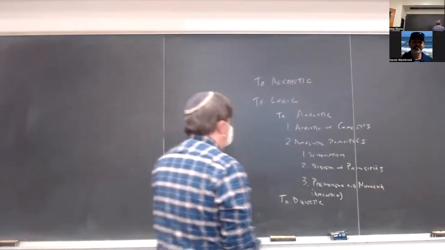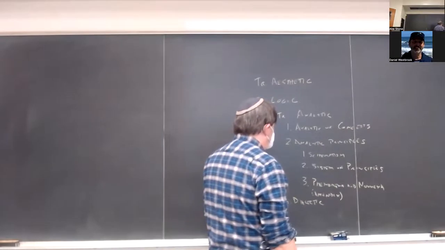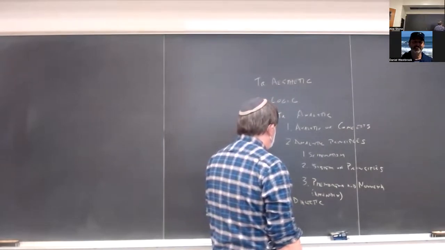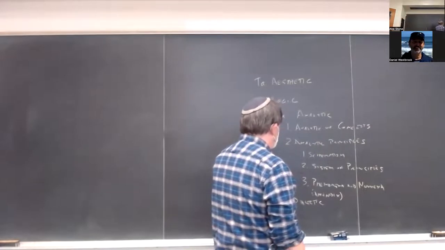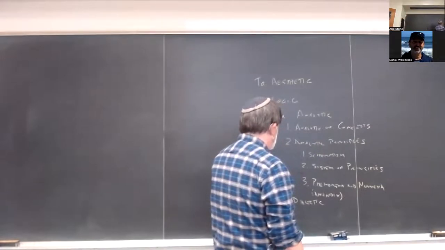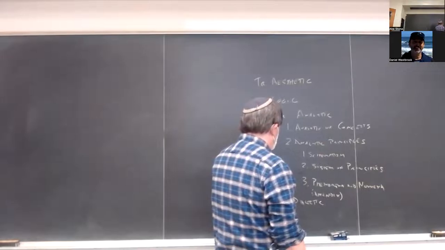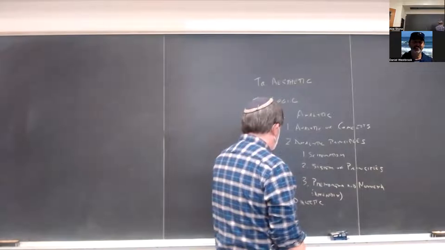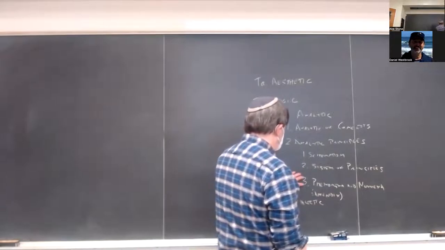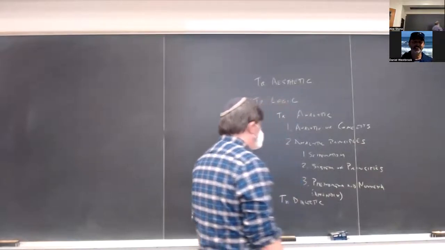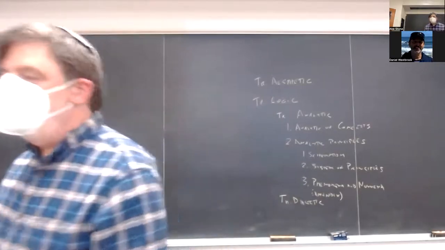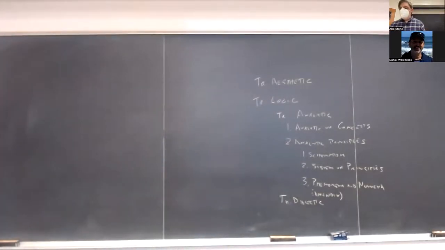I have some thought that this actually could be on the same level as analytic of concepts and analytic of principles. But I guess that's really not what Kant means. It might be easier to understand what it's doing for us if it were part three of the transcendental analytic, but it's really not. It's part three of the analytic of principles. All right, so what is this part about?